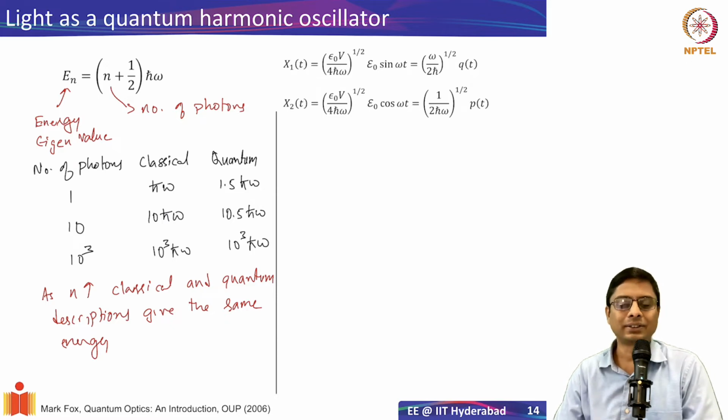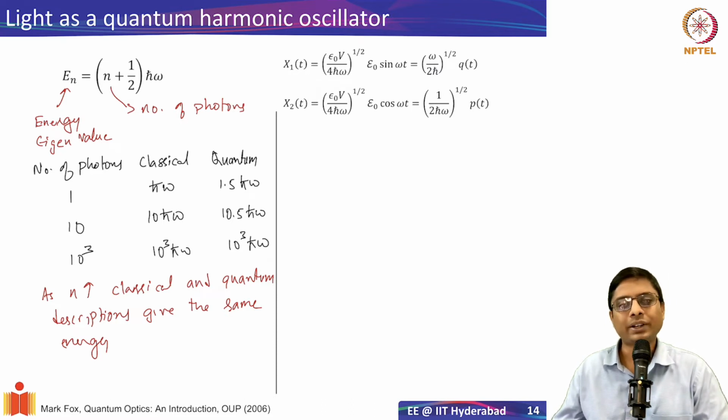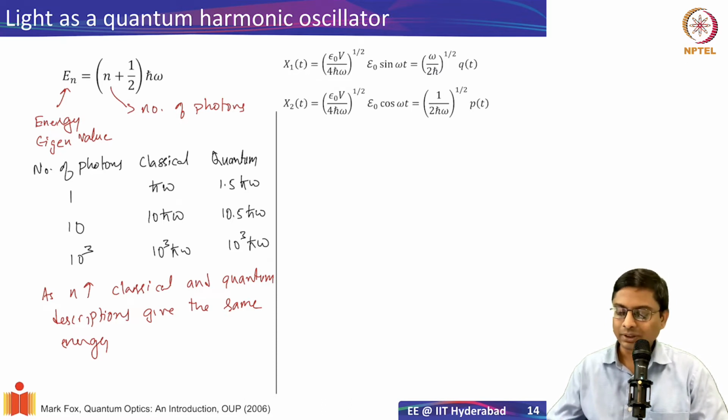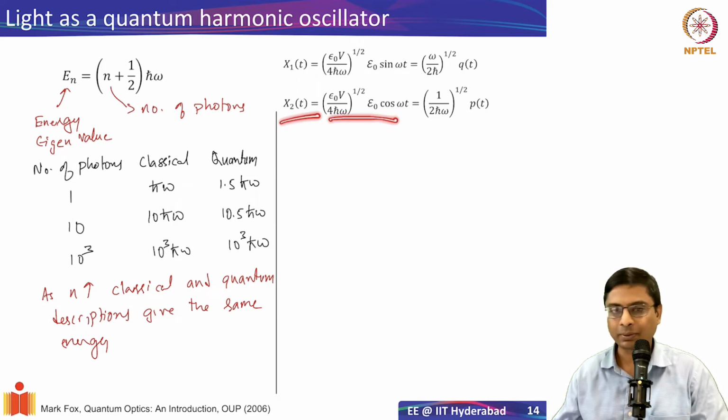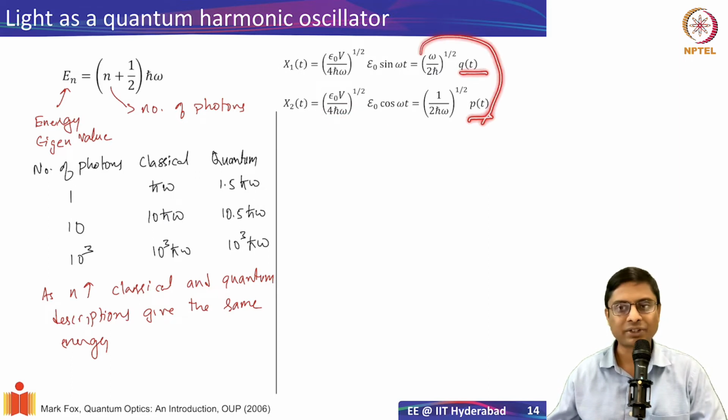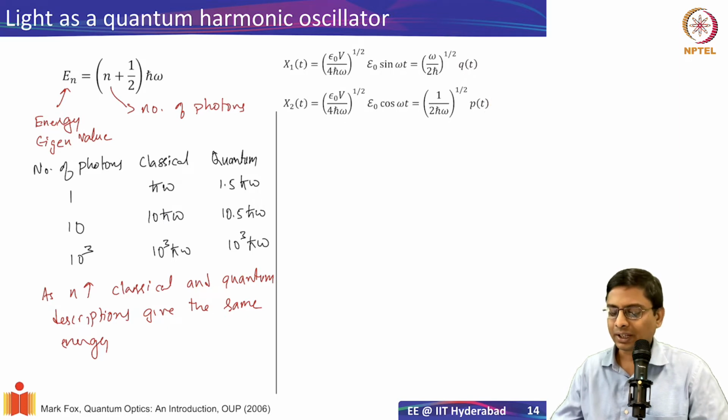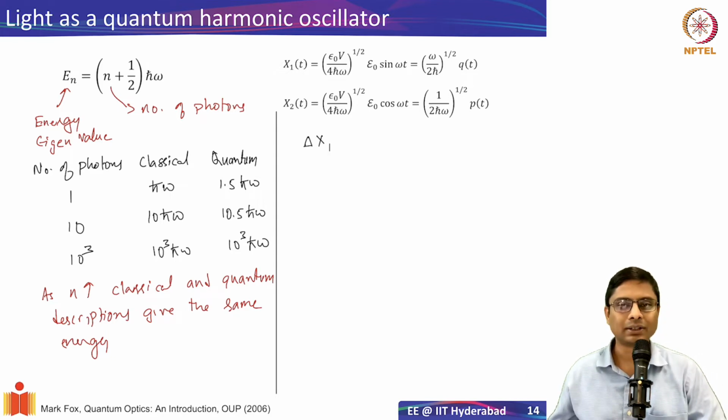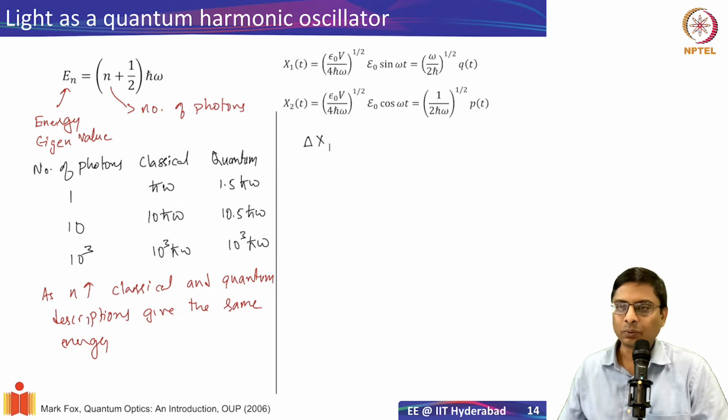To understand this and its implications, let's again consider the quadratures that we introduced in the previous lecture. We said there is this x1 quadrature and x2 quadrature which are given by these expressions, and in terms of q and p, the generalized coordinates, these are mentioned here. We will use this to arrive at an uncertainty. The whole idea is to first compute the uncertainty in the quadrature x1. It will become clear in a moment why we are doing this.